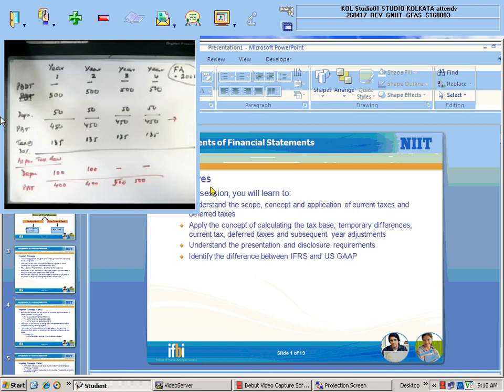But when it comes to depreciation calculated under the tax law, the depreciation for the first 2 years will be 100,000 each, and there will be no further depreciation in the third and fourth year. So the profit before tax will be 400,000 in the first year, 400,000 in the second year, 500,000 in the third year, and 500,000 in the fourth year. So what will be the tax? Actual tax, current tax, will be 30% of 400,000, so 120,000 in the first year, 120,000 in the second year, 150,000 in the third year, and 150,000 in the fourth year.